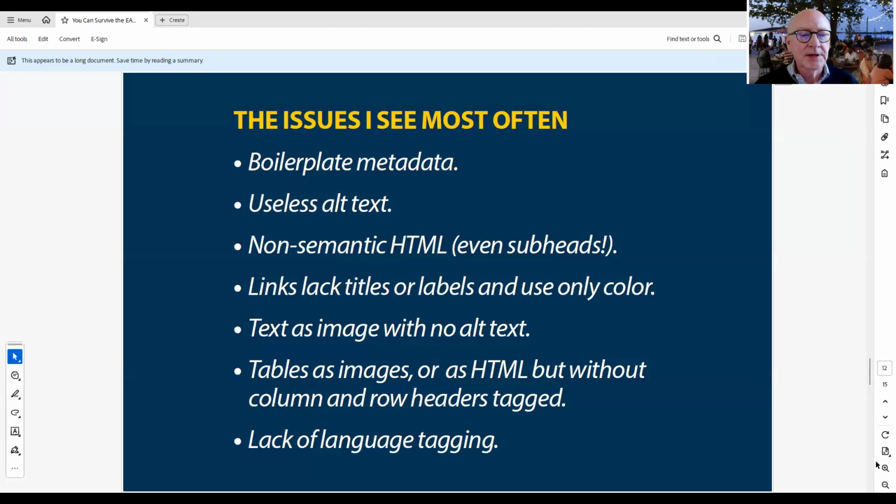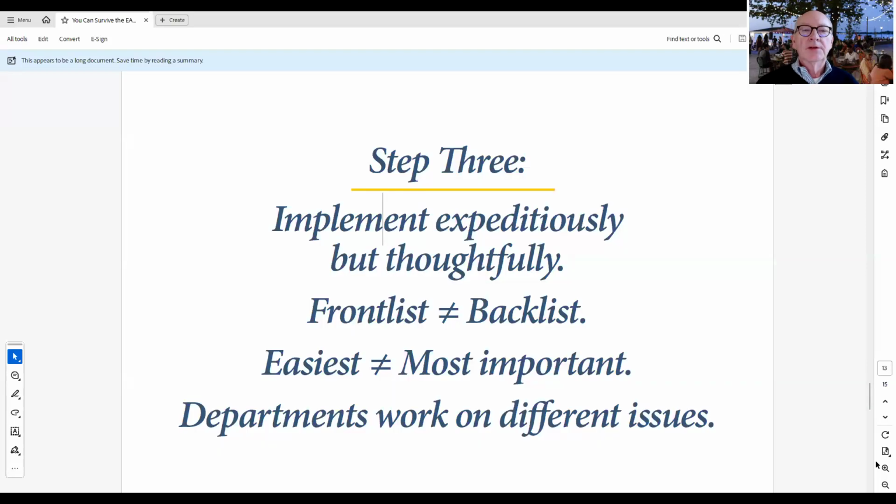Tables that are images, again, just use HTML tables, which they probably were upstream in your workflow, because that's how assistive technology will read them. And the column and row headers need to be tagged. And then language tagging is important. So step 3 is, you can't do all this at once. Also, some of these things you do internally with your editorial and production staff, but many of the things are maybe also done by your vendors.